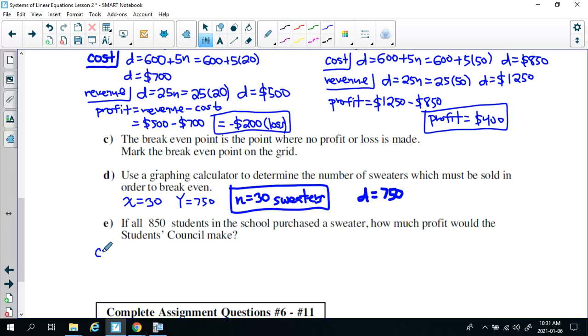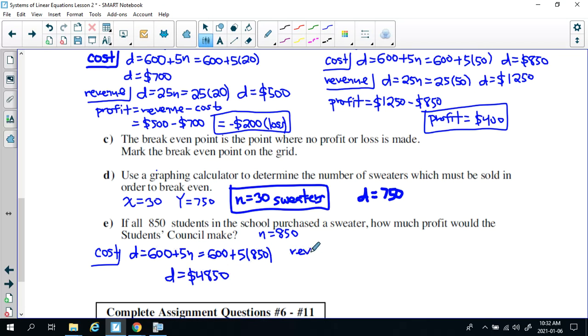Okay, so cost. If everyone buys a sweater, we're going to sell n equals 850 of these sweaters. So my cost equation is D is equal to 600 plus 5 times n, which would be 600 plus 5 times 850. Therefore, your cost D would be 4,850.